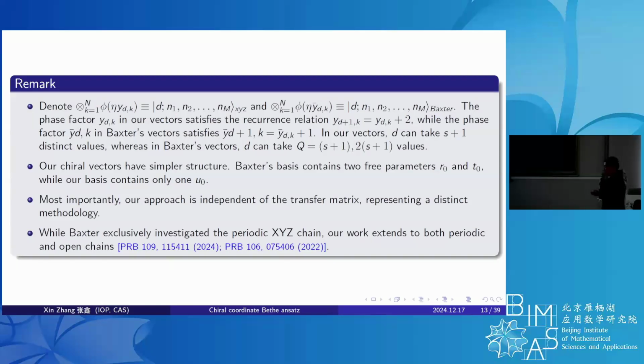The third and most important thing is the main difference between our approach and Box's approach. In Box's approach, he just used the transfer matrix. But in our approach, we just use the Hamiltonian. So our approach is independent of the transfer matrix, which is different from Box's. Then I found Box only studied the periodic XYZ chain with his basis, but in fact we use our basis to study the periodic chain and also the open chain.